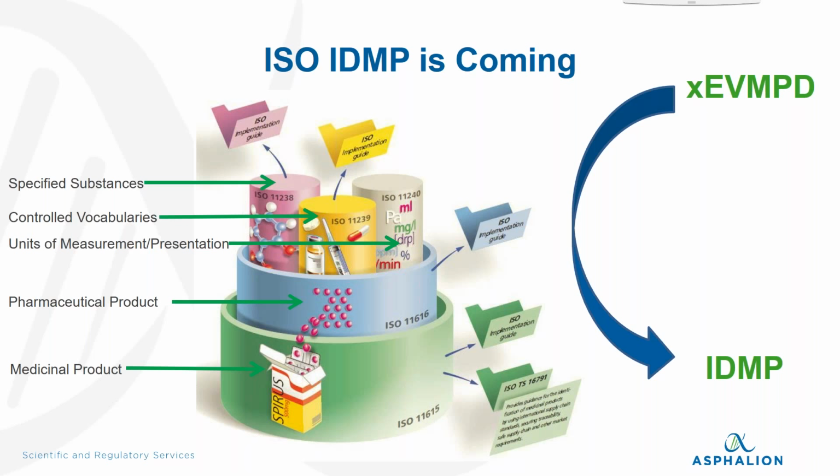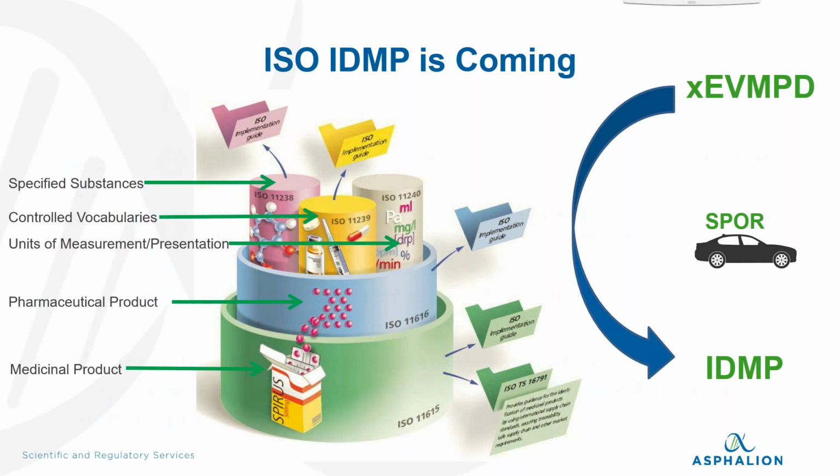And in order to get from XEVMPD to IDMP, it's also clear that we need some controlled vocabularies. And that's why we have a vehicle that's called SPOR that EMA has set up as a master data system to get from XEVMPD to IDMP in structured data.